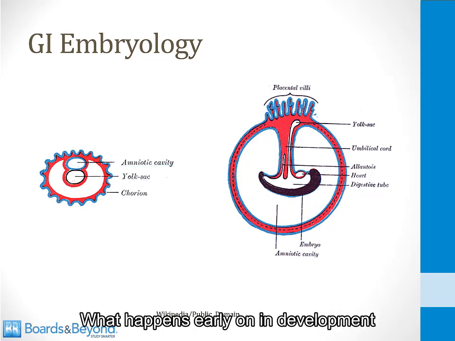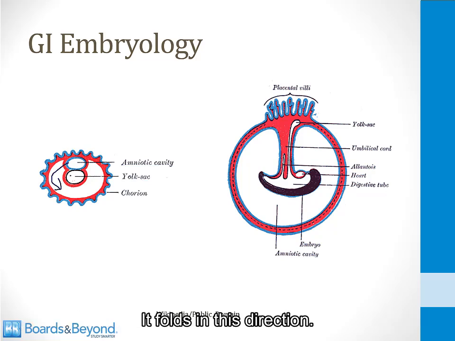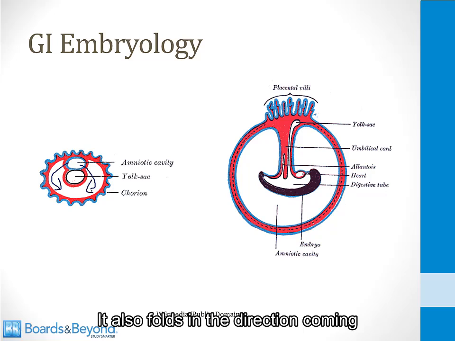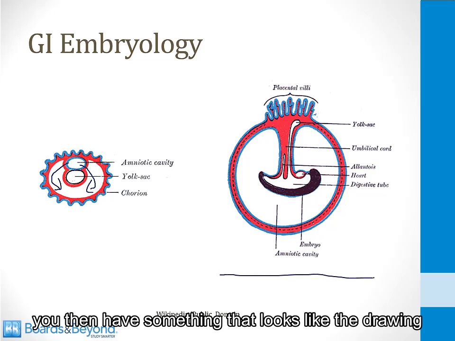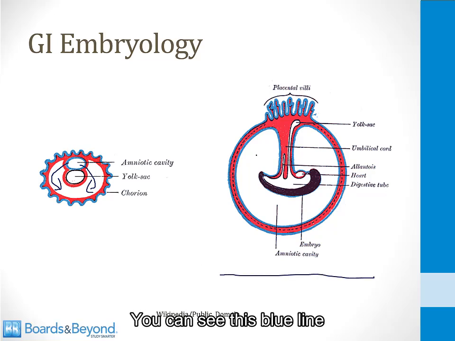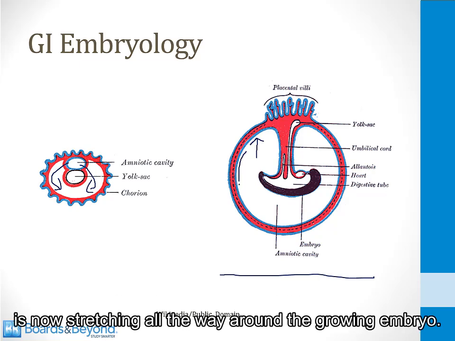What happens early on in development is that this embryonic cavity folds in multiple directions. It folds in this direction. It also folds in the direction coming in and out of the screen. So it folds in 4 directions and wraps around the yolk sac. And after a few weeks, you then have something that looks like the drawing on the right side of the screen. You can see this blue line that was the interior of the amniotic cavity is now stretching all the way around the growing embryo.